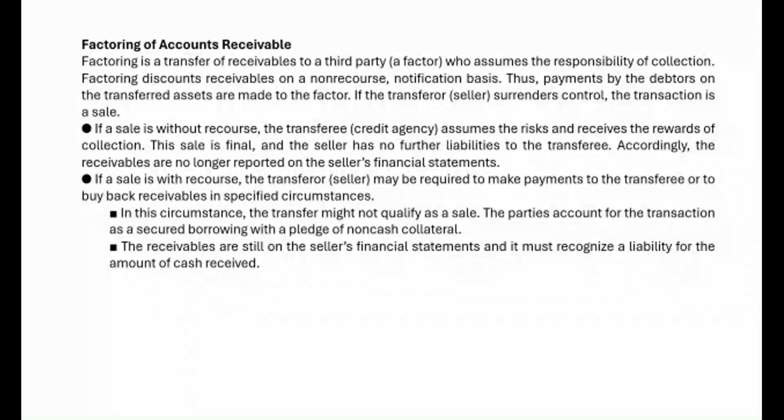If a sale is with recourse, the transferor, or the seller, may be required to make payments to the transferee or to buy back receivables in specified circumstances. In this circumstance, the transfer may not qualify as a sale. The parties account for the transaction as a secured borrowing with a pledge of non-cash collateral. The receivables are still on the seller's financial statements, and it must recognize a liability for the amount of cash received.